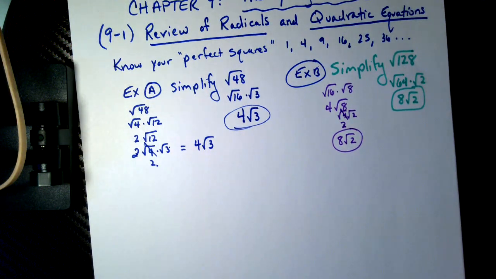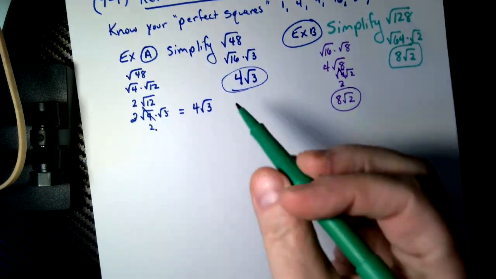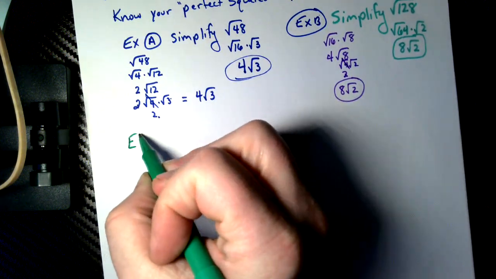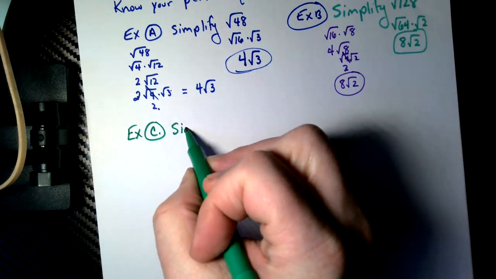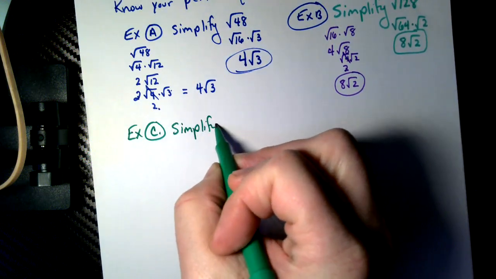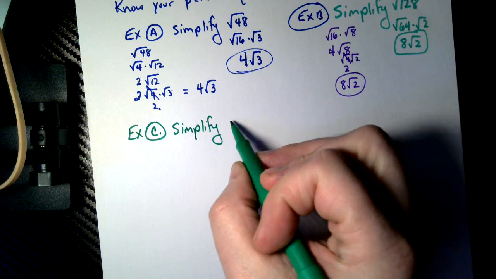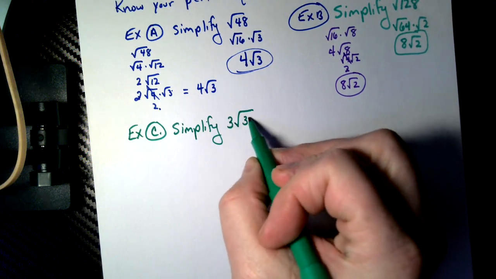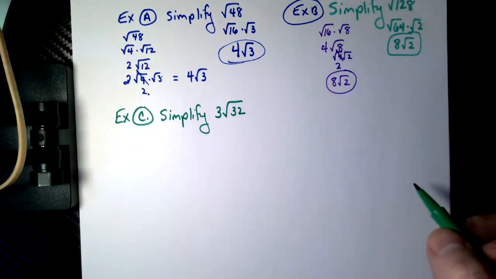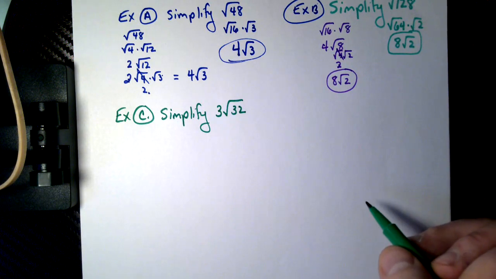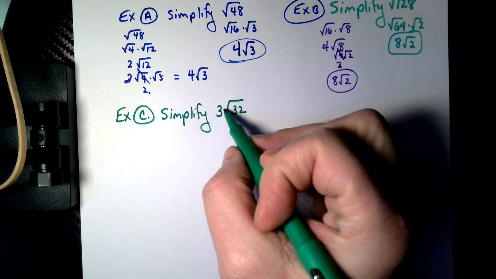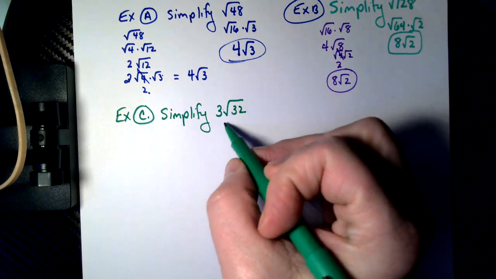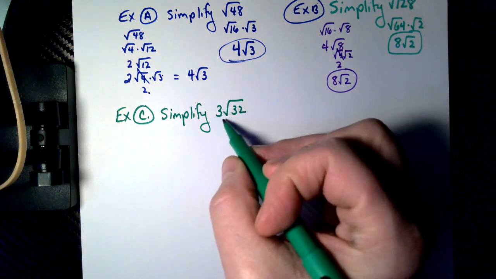Let's try another one. Give it a little bit of a different look. Example C, I want you to simplify, let's put a number in front, 3 square root of 32. Do you know how to simplify 3 root 32? So same thing. This 3 in front means 3 times. So any numbers that we bring out in front just get multiplied with that 3.